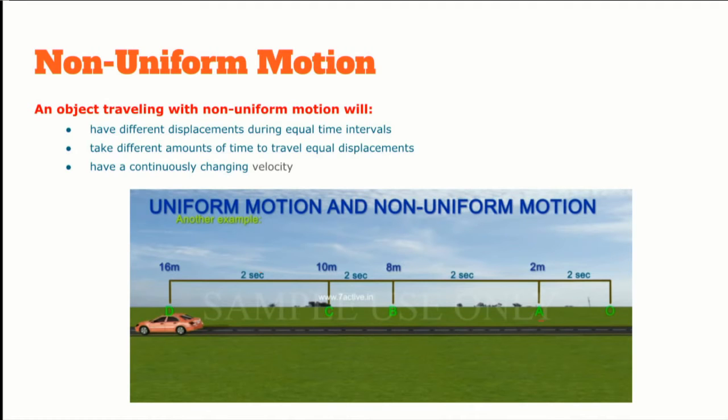The object is changing its velocity. It's traveling a different distance for the same time interval. Each one of these time intervals is 2 seconds. But here it's only moving 2 meters, and then here it moved 4 meters, and here it's moved 6 meters, each of those time intervals. So that is non-uniform motion.